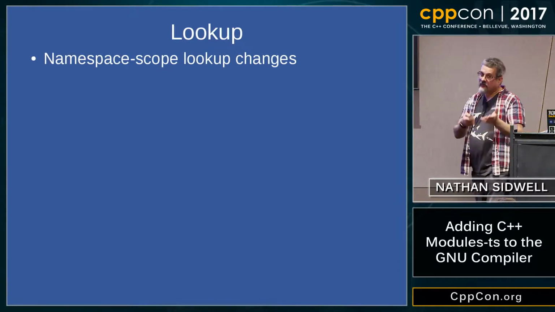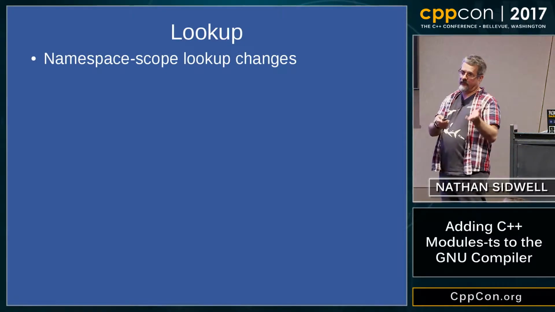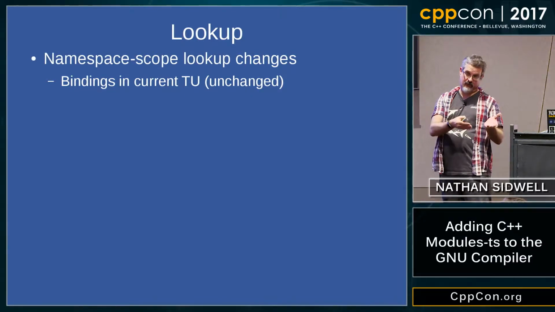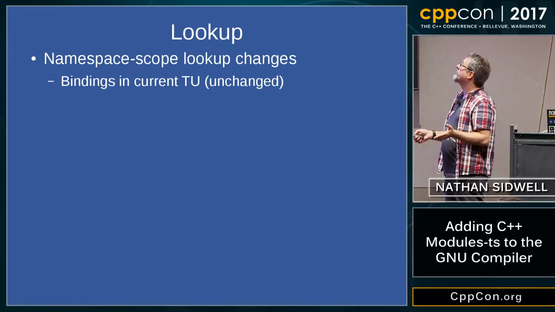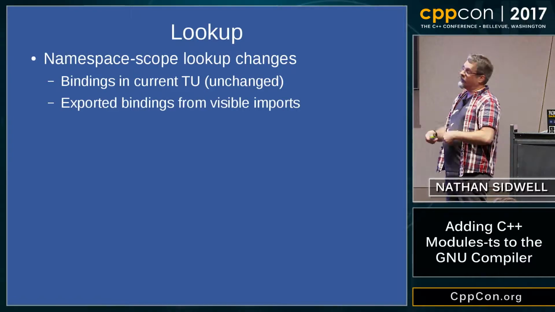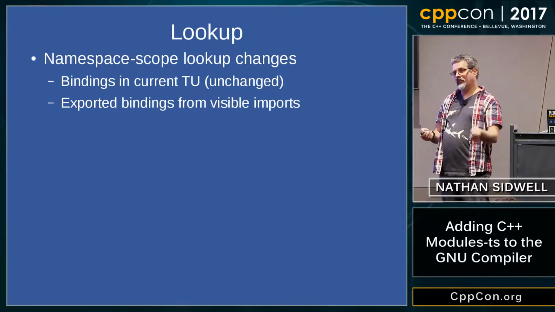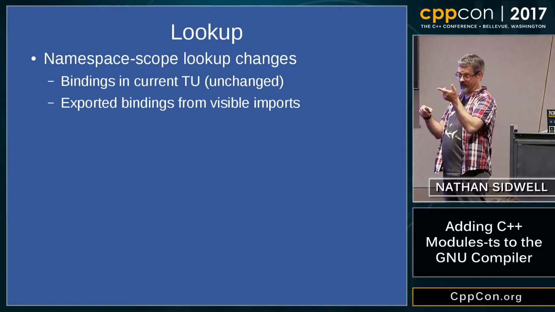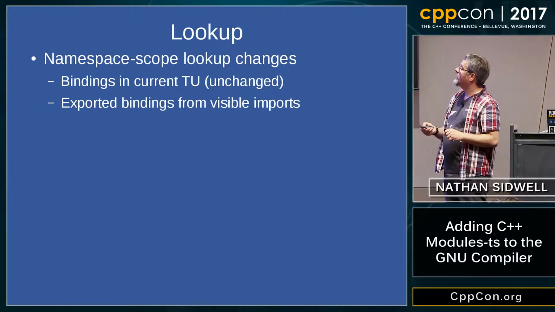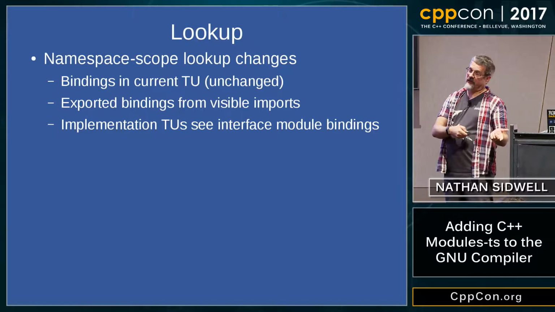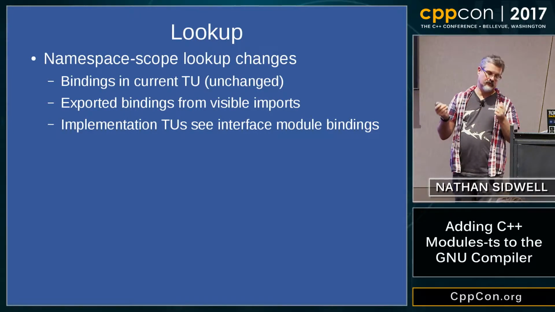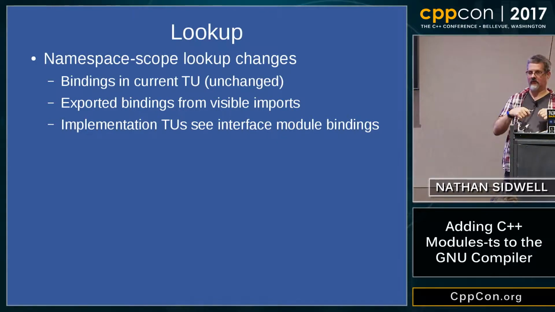Things that change is namespace lookup changes. What you see when you look in a namespace is now different. You see the things that are declared in the current translation unit, but you also see the names that were exported by the things that you've imported, either directly or indirectly through the export-import syntax and stuff. And module implementations also see the stuff from their interface module that is made available to the module.